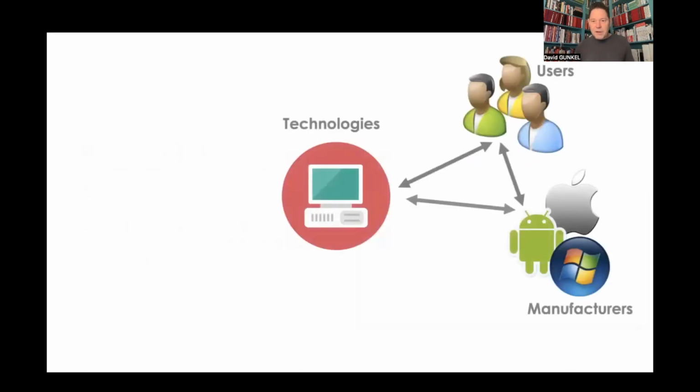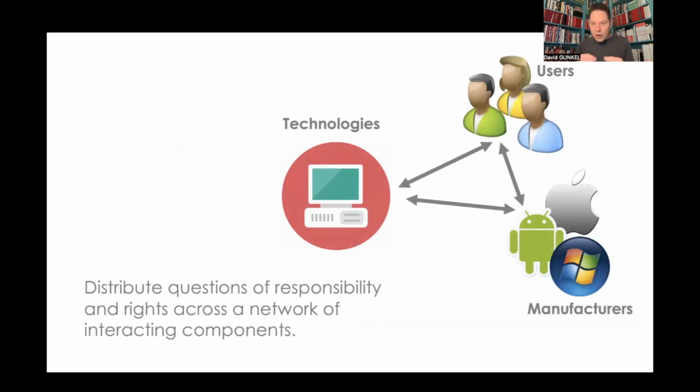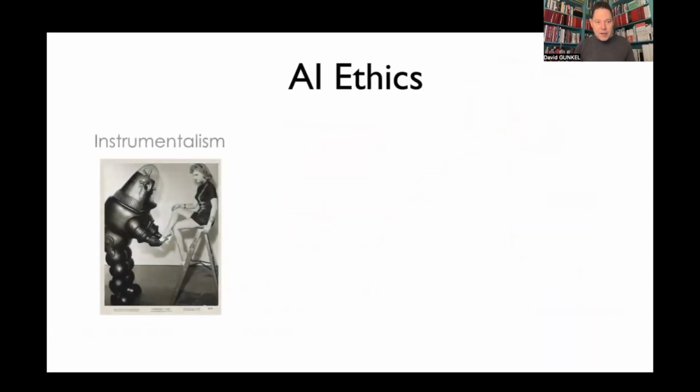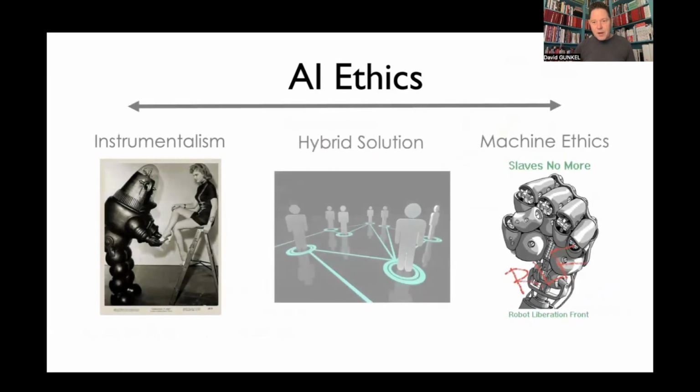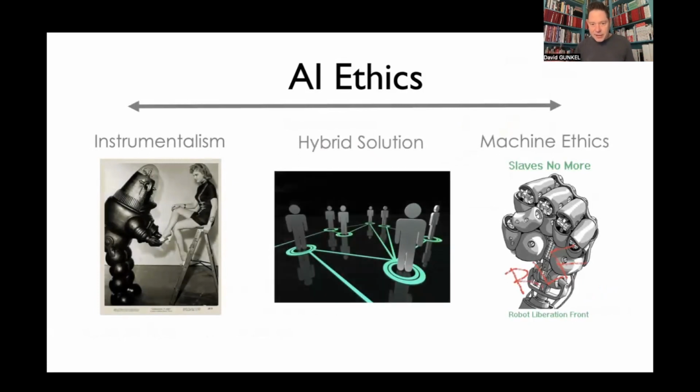Now, this gives us a spectrum or a way of looking at different ways of organizing these technologies. And that spectrum runs on the one end from instrumentalism in a very strict sense, on the other side to machine ethics, and then down the middle, this hybrid solution. And so the real task of artificial intelligence ethics, or AI ethics, is to try to figure out how we are going to resolve these questions regarding responsibility and rights when it involves our technologies.